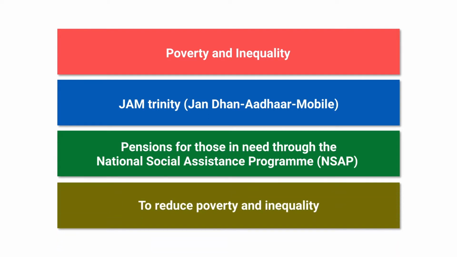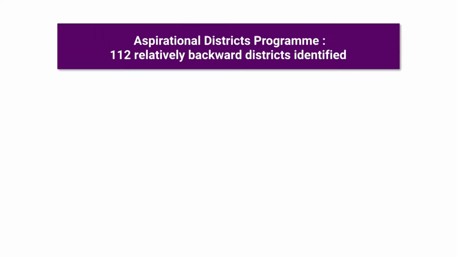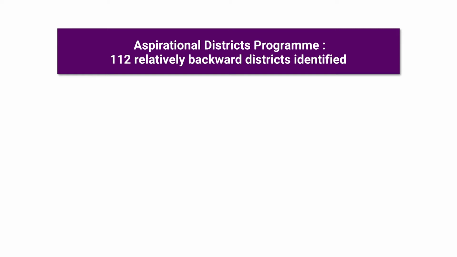And we are giving pension for those in need through the National Social Assistance Program. And to reduce regional inequality, the government has initiated the Aspirational Districts Program. This program plays a considerable role. Under this program, 112 relatively backward districts are identified from all across the country and are monitored on a real-time basis to measure the development outcomes attained by these districts and bring them at par with other districts across the country.